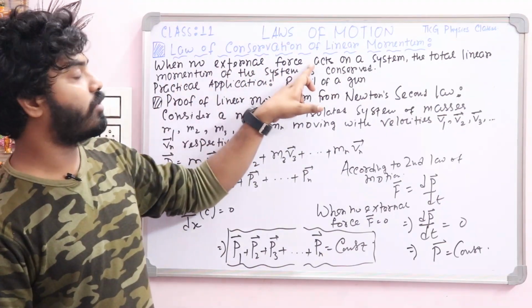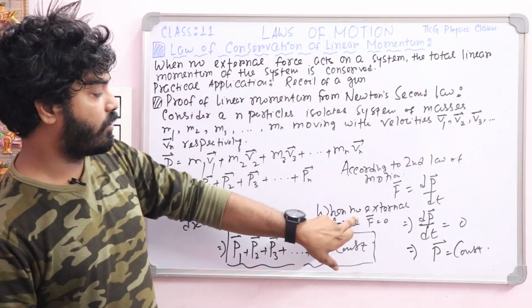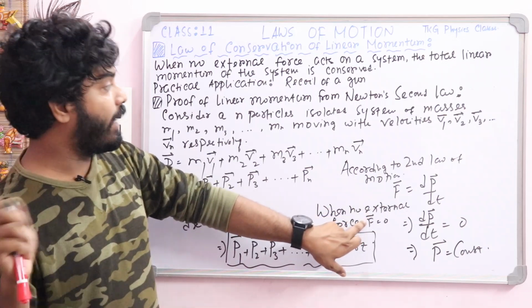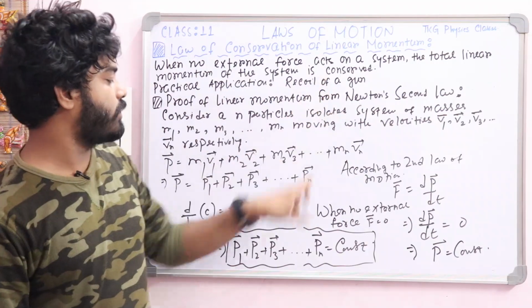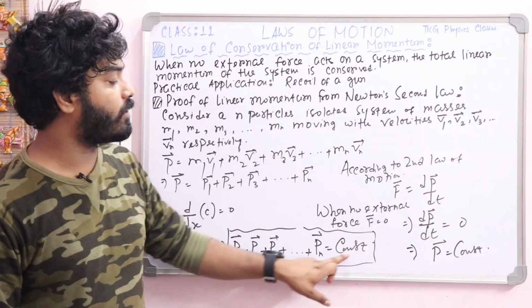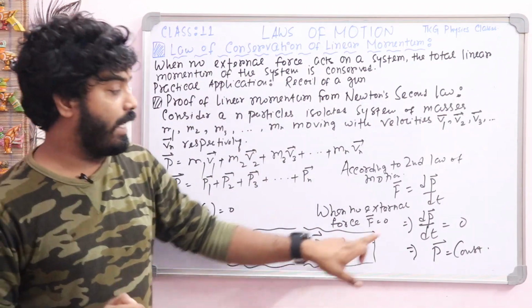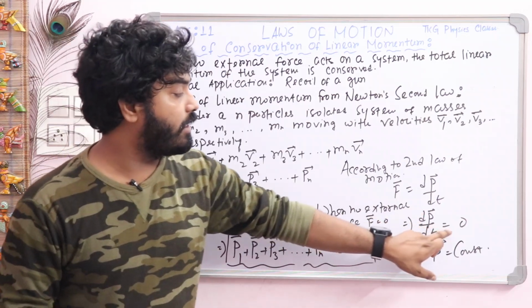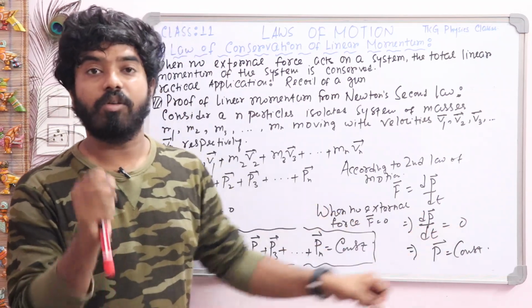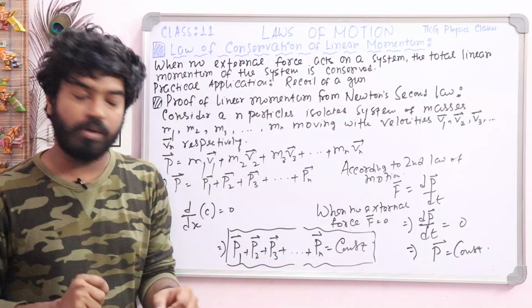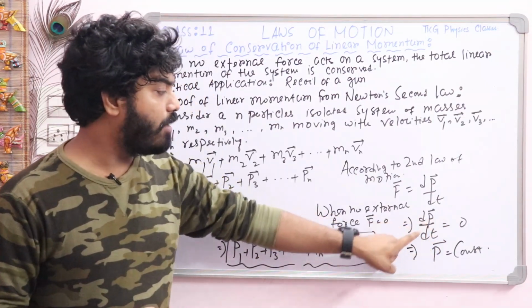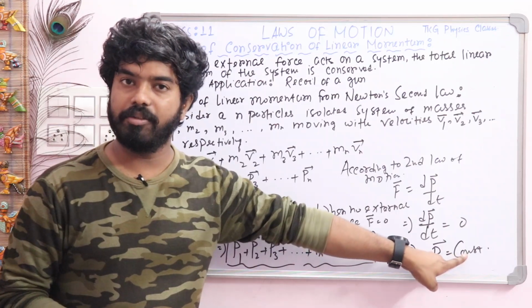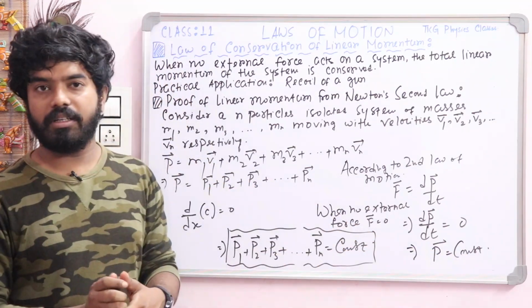When no external force acts, in that condition we prove that the total linear momentum of the system is conserved. And here dp by dt is equal to 0, and the differentiation of a constant is 0. Here d dt of p is equal to 0, that means p must be constant. Okay, so this is our first theory.